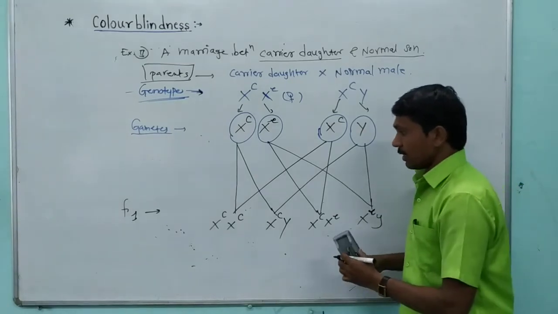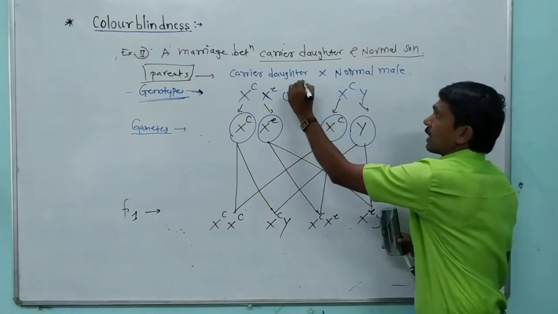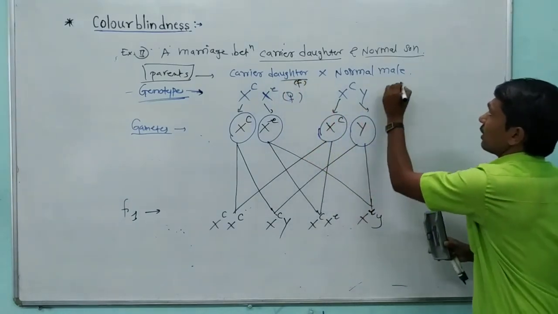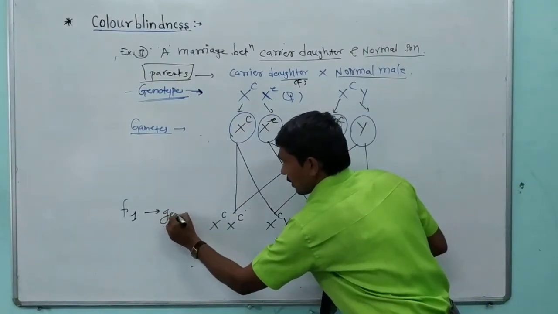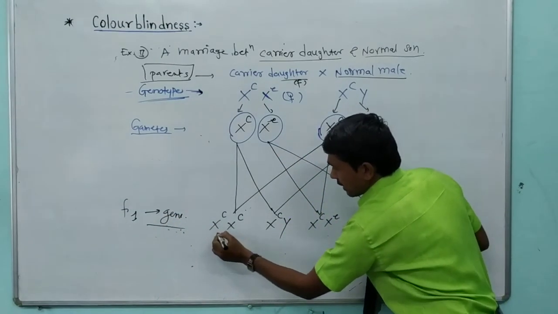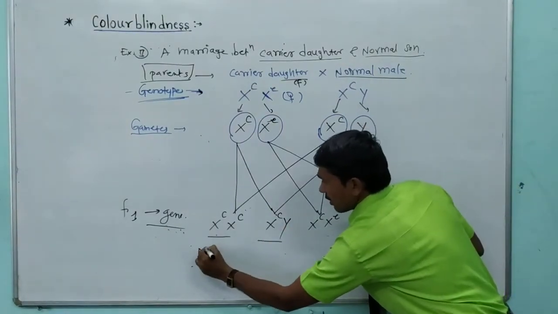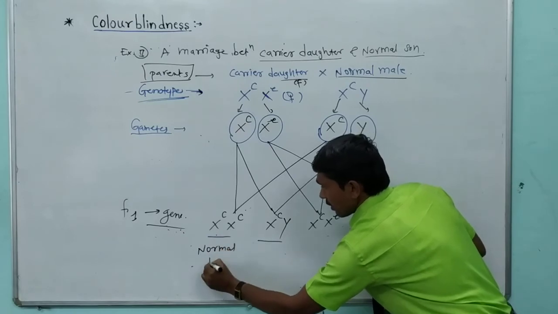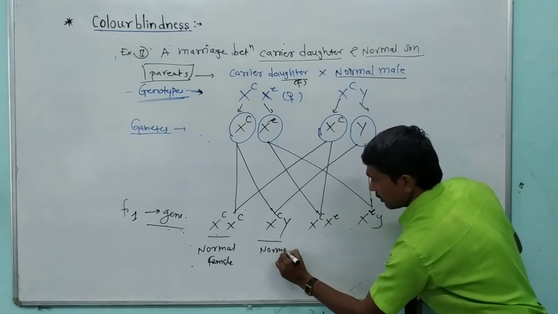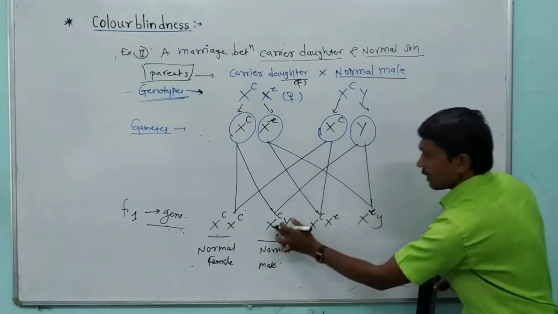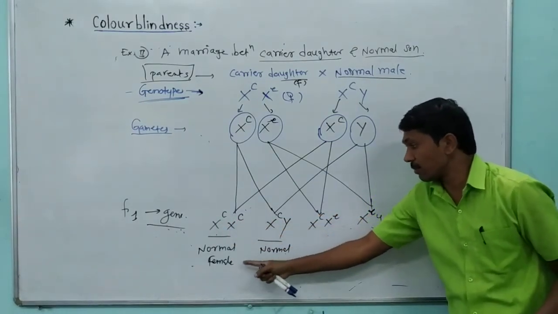So what is the F1 generation? When the cross of carrier daughter or female into the normal male or the sons. Okay. So let us see the F1 generation. Okay, XC and XCY. Okay, this is the normal female. This is the normal female. And here normal male. Okay, because the dominant gene is present in the offspring. That is the normal female, normal male.